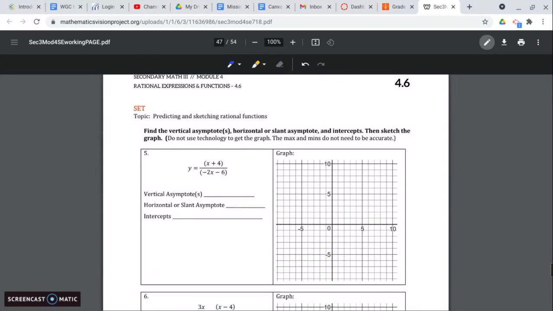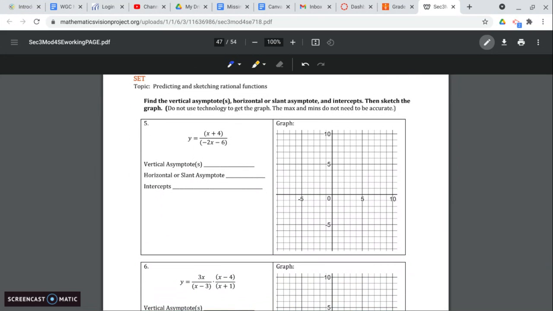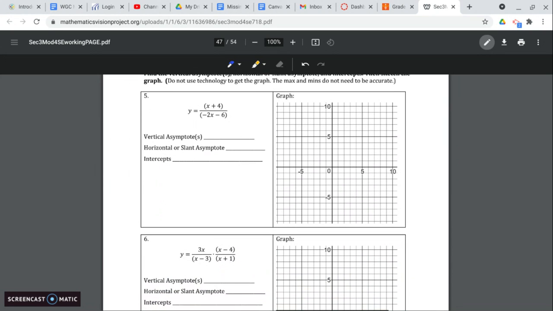All right, the next section. So predicting and sketching rational functions. Find the vertical asymptote, horizontal or slant asymptote, and intercepts. Then sketch the graph, not using any technology. So we'll look at various stretches here as well as graphing these out. So stretch is your keyword for this lesson.